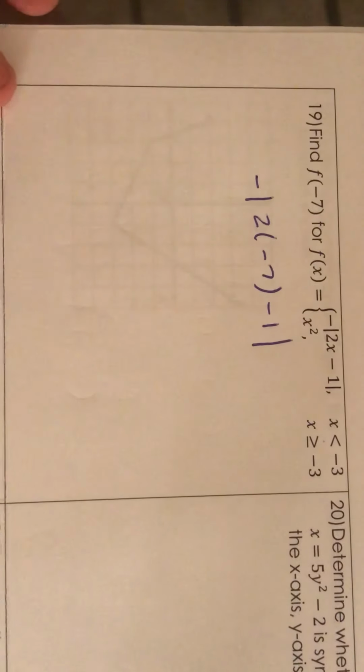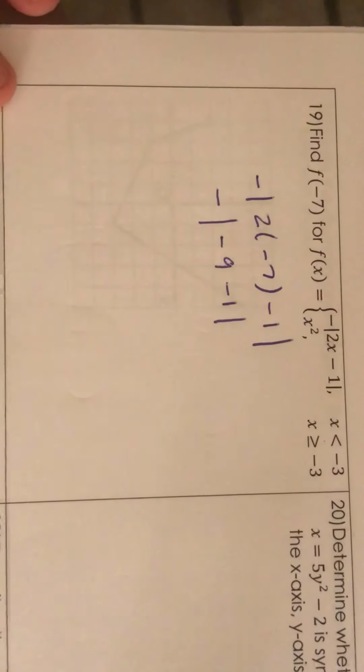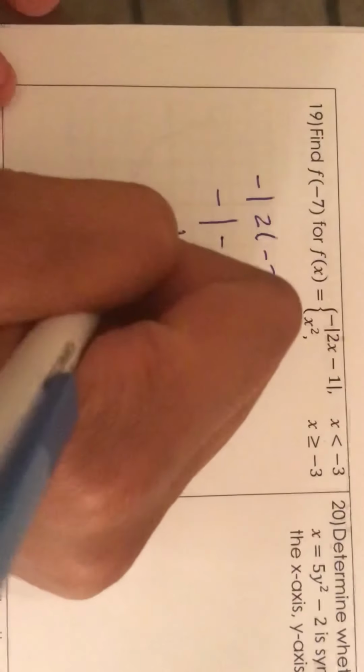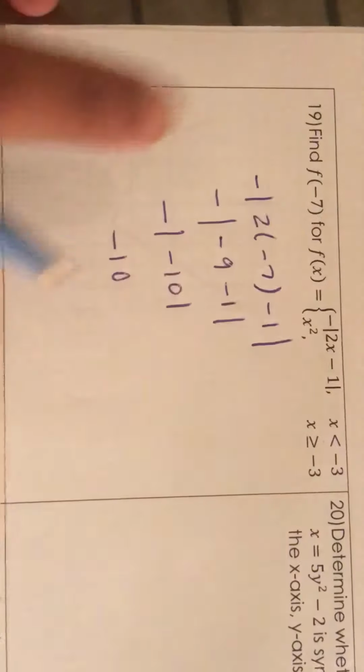2 times -7, minus 1, close my absolute value. 2 times -7 is -14, minus 1. We got a negative sign out there. -14 minus 1 is -15. The absolute value of -15 is +15, but then we still have this negative sign.